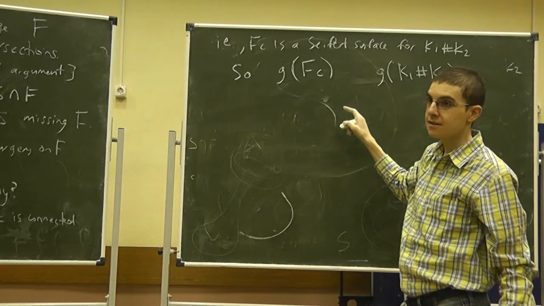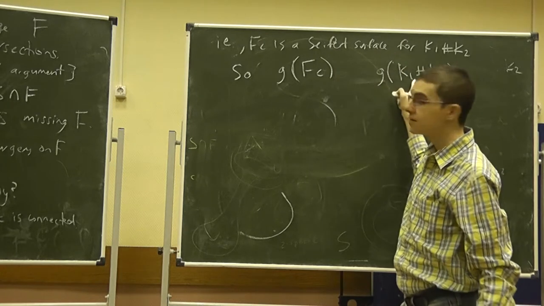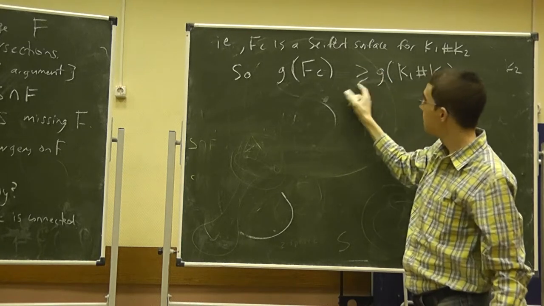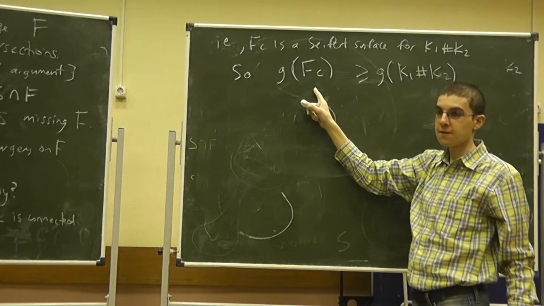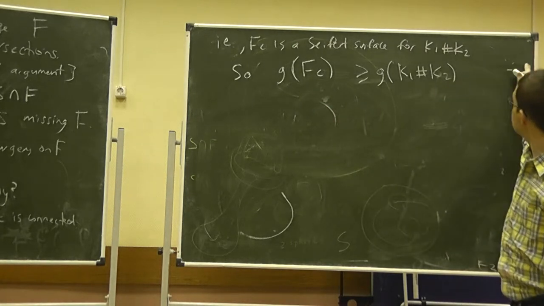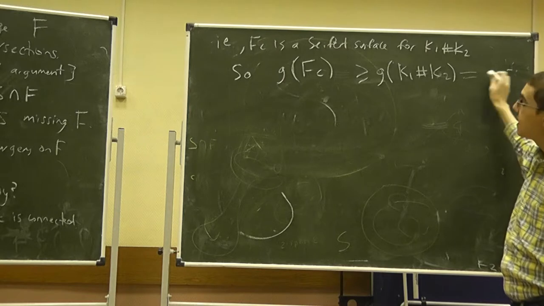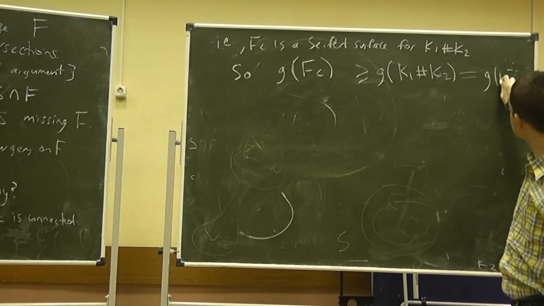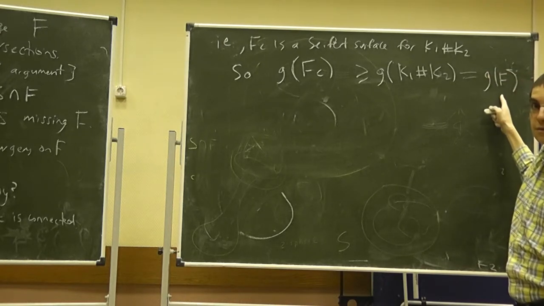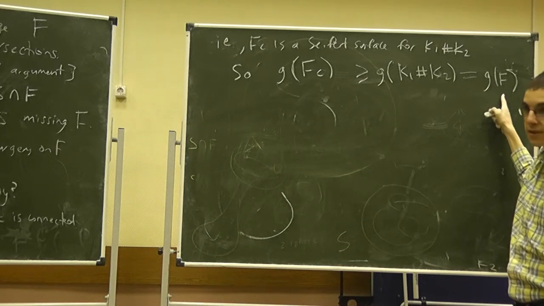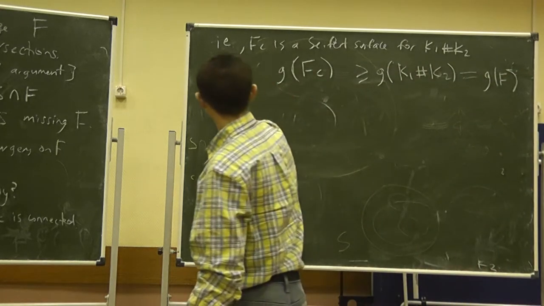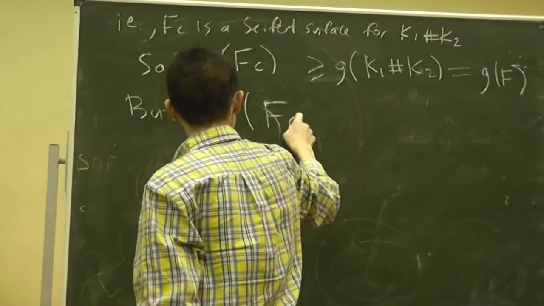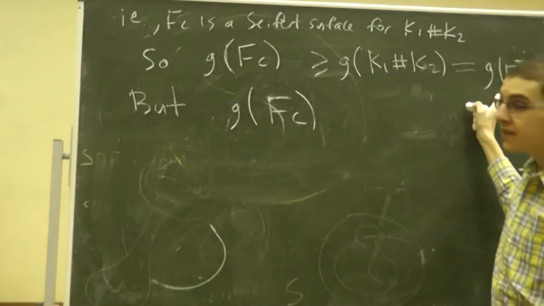What inequality? It's a Seifert surface for this knot, so by definition the genus of the knot has to be less than or equal to the genus of the surface. But now, by definition of F, the genus of this connect sum is the genus of F. Right? F was our minimal Seifert surface for this. Okay, but what we know about the genus of FC and the genus of F.